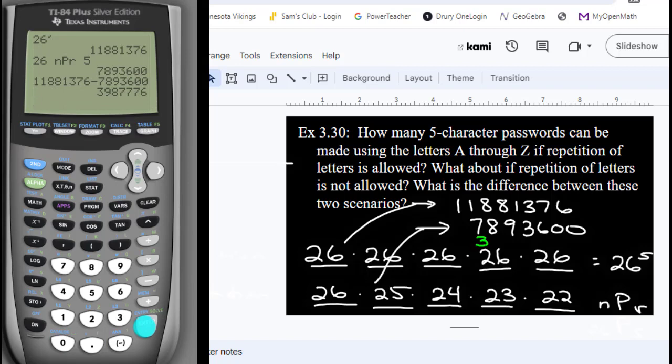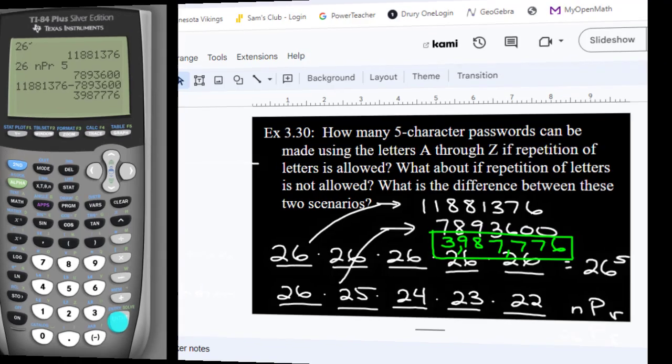The difference is 3,987,776. So there are 3,987,776 more options if we allow for repetition. And so when you're doing passwords, you usually will allow for that repetition because you want as many different possible password or passcode combinations as possible.